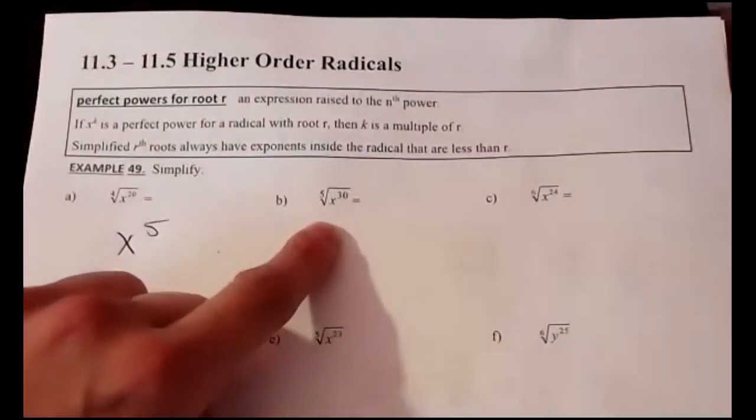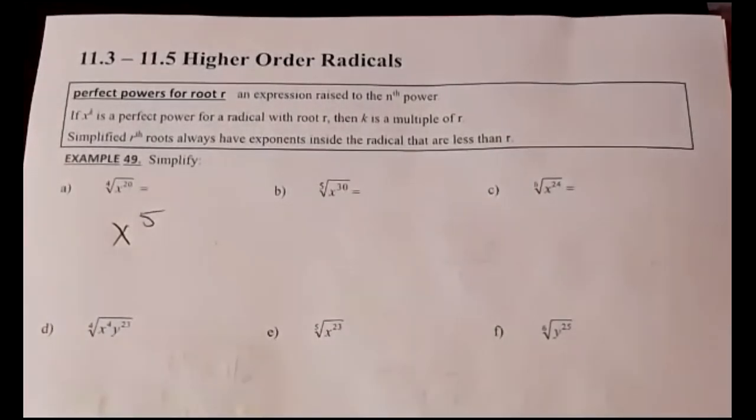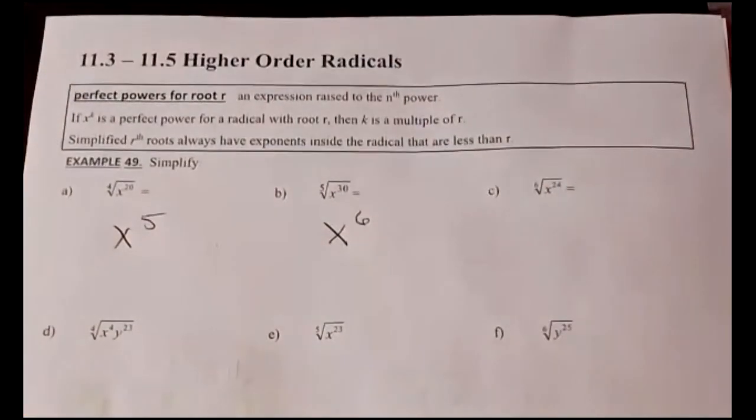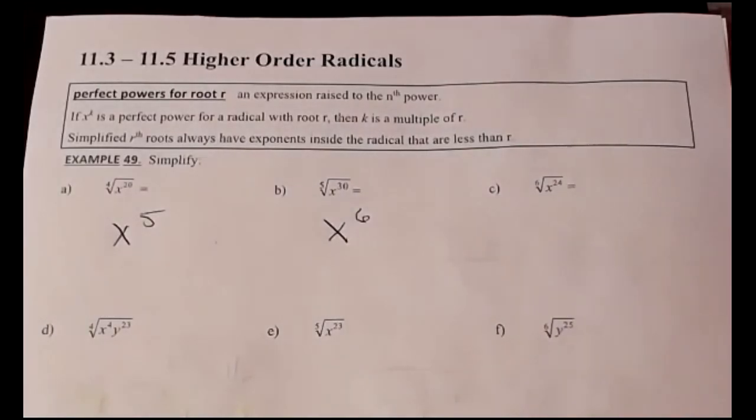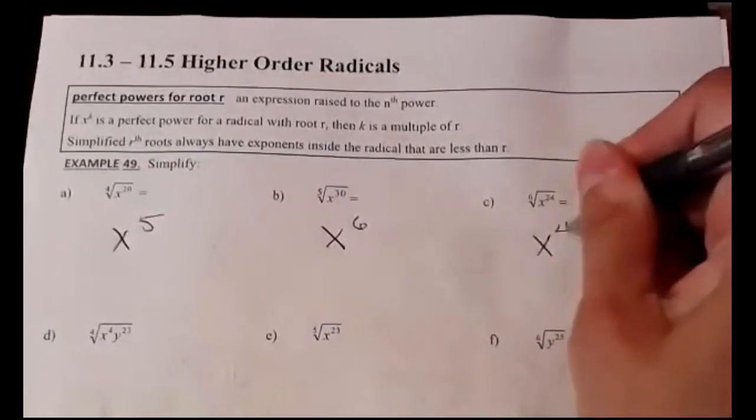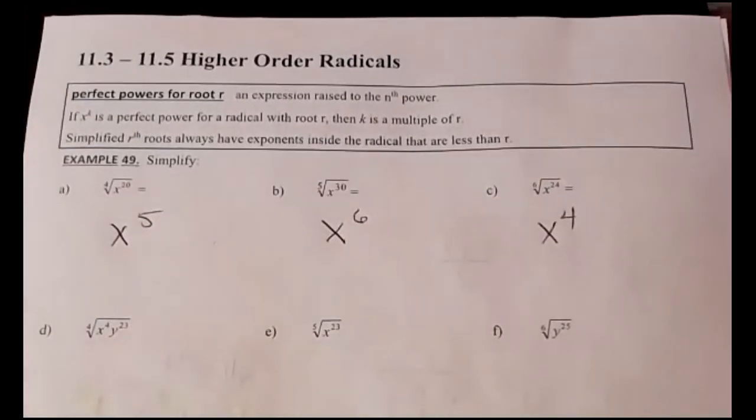Beautiful. What's the 5th root of x to the 30th? X to the 6. Yeah, how'd you get that? You divide 30 by 5. Okay, perfect. What about part C? What's the 6th root of x to the 24th? X to the 4th. Yeah, perfect. X to the 4th. How'd you get that? You just divide 24 divided by 6.